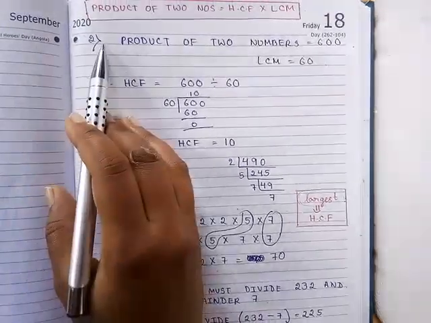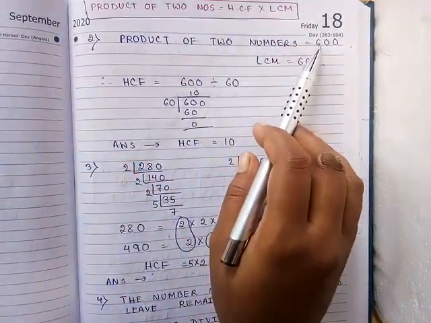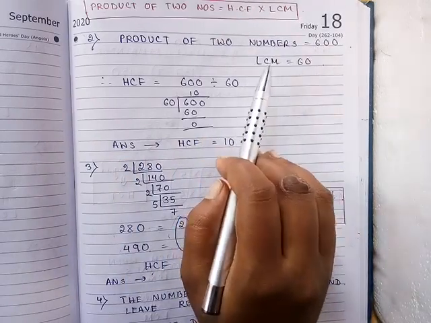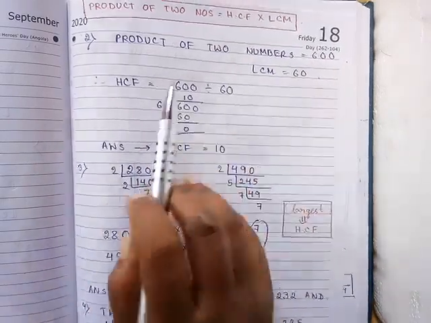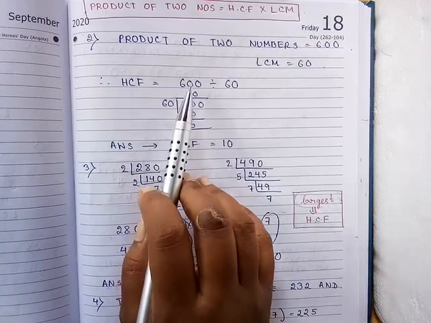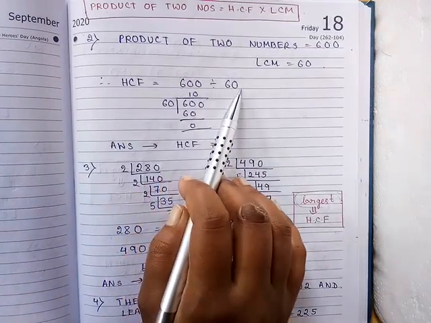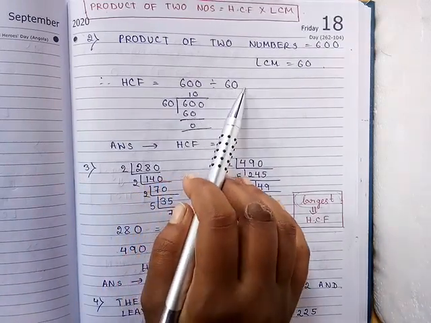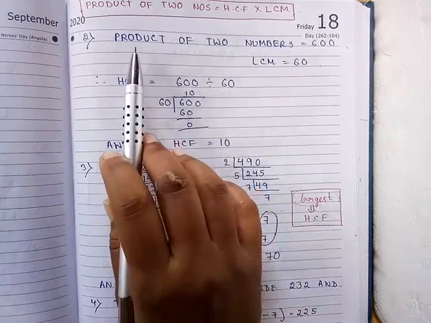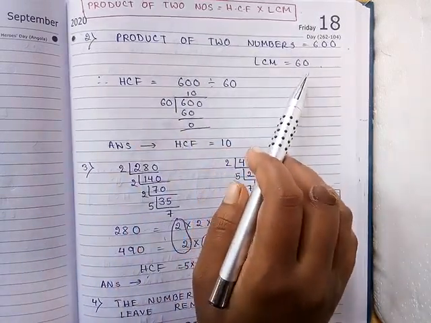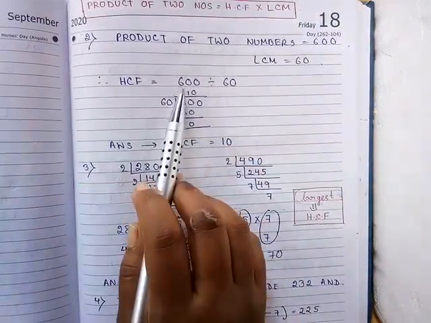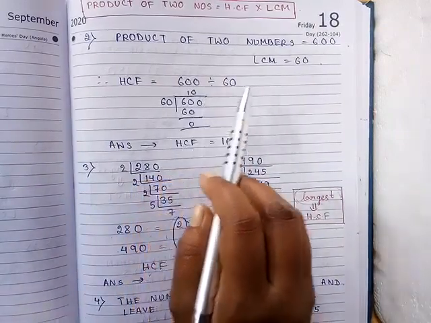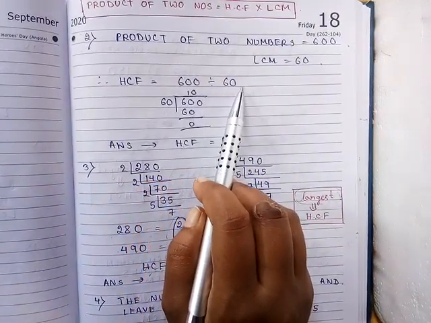So in sum number 2, the product of two numbers is given, which is 600. LCM is given, 60. We have to find the HCF. So product divided by LCM. Product is given, LCM is given, we are finding HCF. First write down the product divided by the LCM 60.